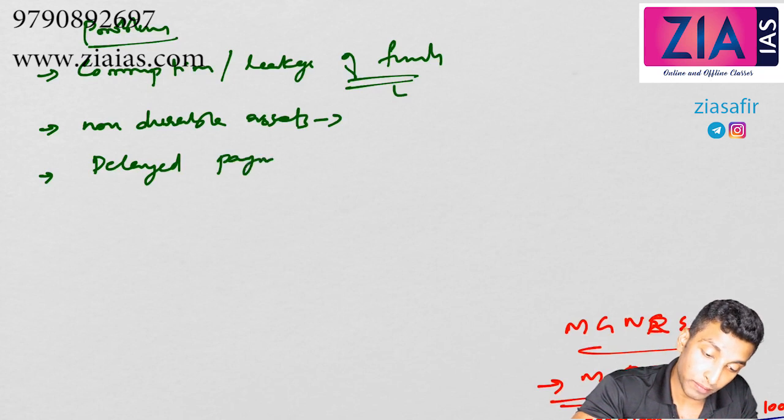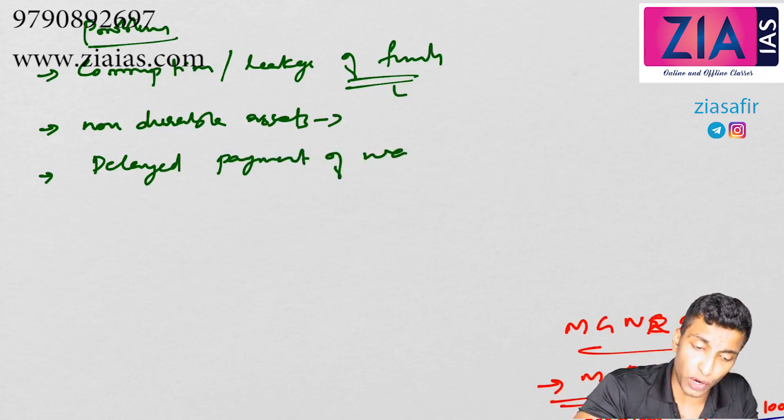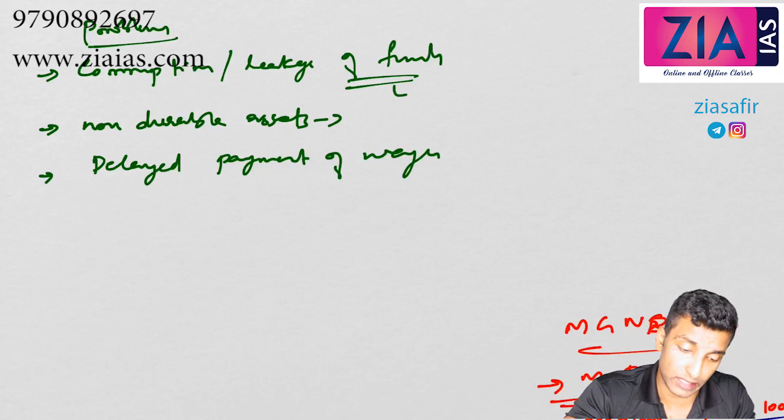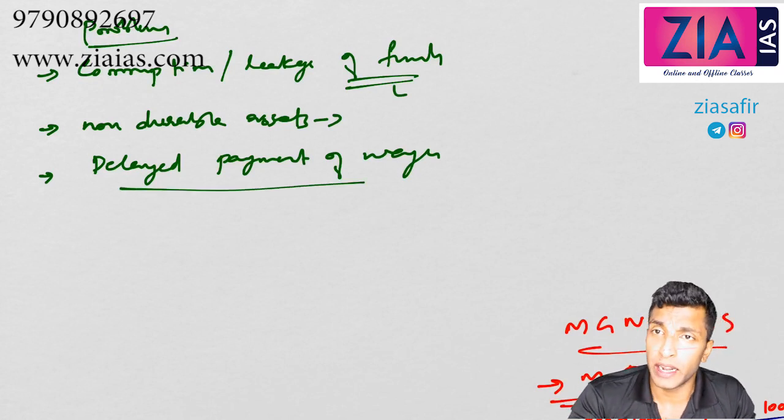Delayed payment of wages. So for all these problems, you can actually write the suggestions. For example, for delayed payment of wages, you can talk about DBT.